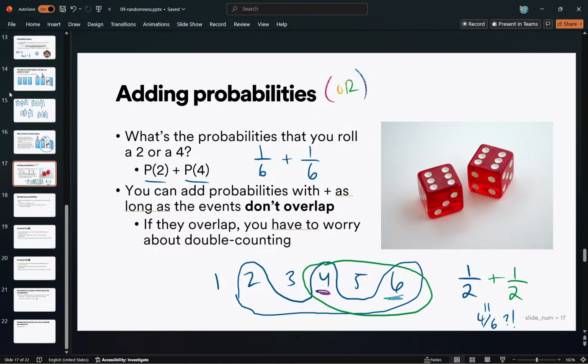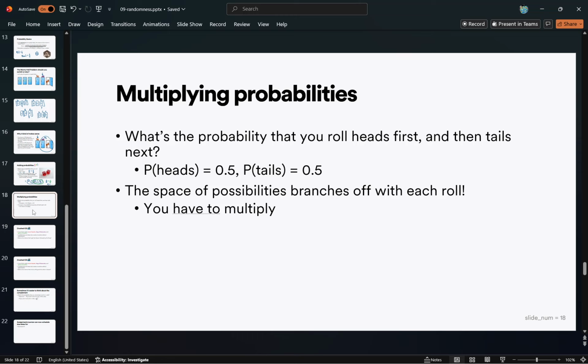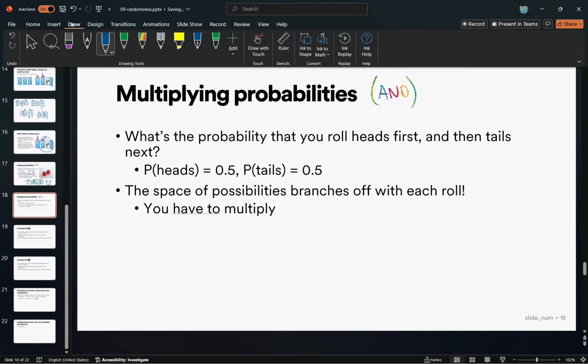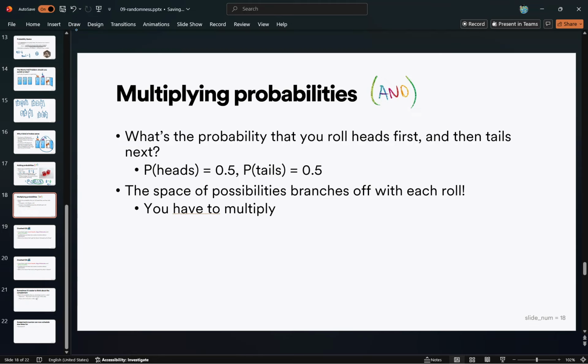Because you could also multiply probabilities. That's an AND, so that is the opposite. Multiplying probabilities is when you want to know if something and something else happens, like a succession of things. Here's an example: what's the probability that you flip a heads first, if it's a coin, and then a tails next? You multiply them. The probability of heads is 0.5, the probability of tails is 0.5, so it's going to be 0.25 of getting first a heads, then a tails if it's a fair coin.